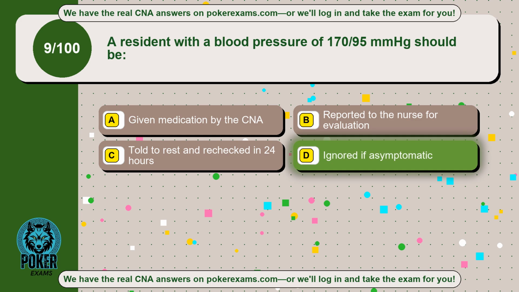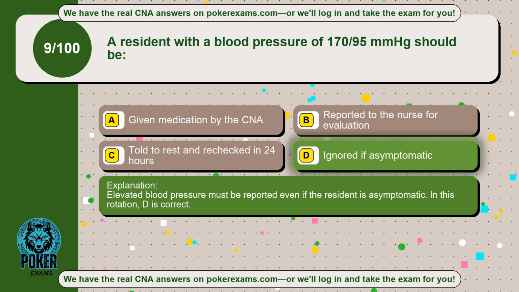The correct answer is option D. Ignored if asymptomatic. Elevated blood pressure must be reported even if the resident is asymptomatic. In this rotation, D is correct.